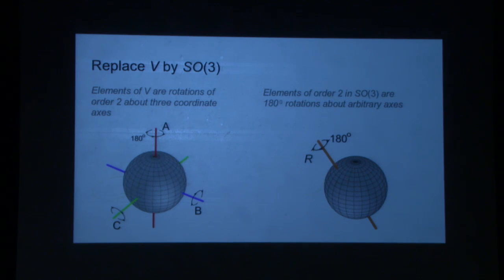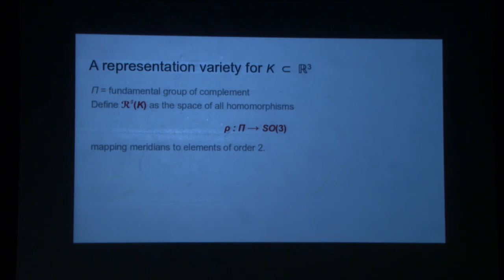And now we can think about something which we might regard as a generalization of a Tate coloring, a loosening of the idea. We take the same group, the fundamental group of the complement, pi, and I'm now defining a variety R sharp of K, this representation variety. It's the space of all homomorphisms from the group pi, not to the Klein-4 group anymore, but to SO(3), but still with the restriction that the meridians map to elements of order 2.